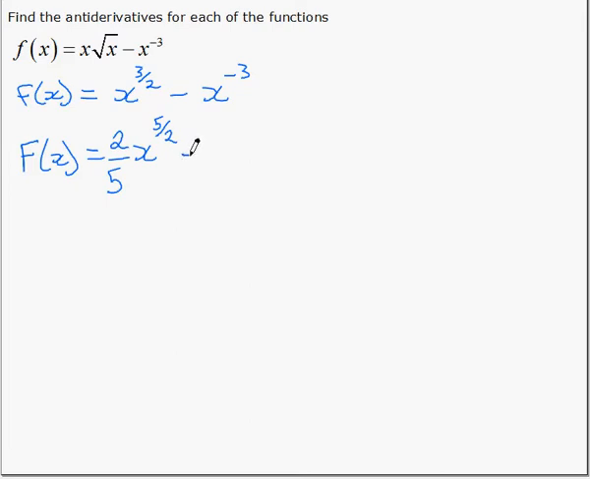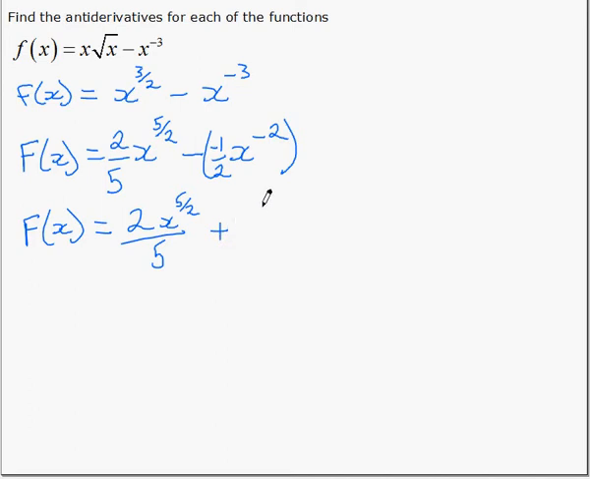On this side, we'll just leave the minus at the moment. The only way to get x to the minus 3 is if at first we had x to the minus 2. Now, we don't have any constant in front here, so when we bring down the minus 2, it had to cancel. The only way to cancel the minus 2 is to multiply by minus a half. If we simplify that, we get 2x to the 5 over 2 over 5 plus 1 over 2x squared.